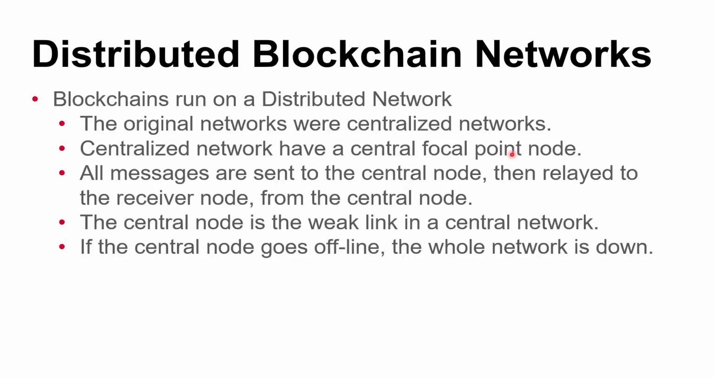And if we think about the original networks, when networks were first assembled, all the networks were centralized. When we say centralized, they had a focal point with which all of the nodes communicated. Every node communicated with that focal point, and then messages were relayed from the central focal point to the receiver node. The central node was the weak link in a centralized network, because if that went offline, the whole network went down.